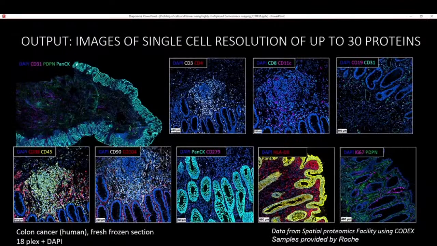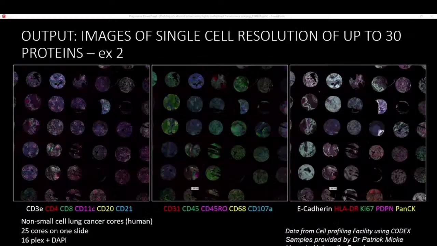Here is just an example of what the images themselves look like. This is from a fresh frozen section of a colon cancer core, where we stained with 18 different antibodies using the Codex technology. As I said, we can also do this on tissue microarrays. Whatever area is available within the imageable area under the microscope is where we get the data from. As you can see here, we could not capture data from all of the cores, but we have around 25 cores in this same experiment that has been analyzed with, in this case, 16 protein markers.